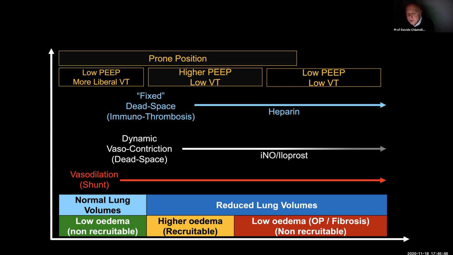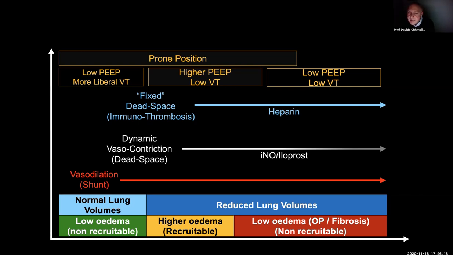And when we move to the end stages of lung disease, or more advanced disease, then the lung volume is still reduced, but this time it is reduced not so much because of edema, but because of organizing pneumonia, because of fibrosis or fibrin-rich deposits, which are not recruitable. So in that case, PEEP has no value, if not to deteriorate hemodynamics and cause barotrauma.